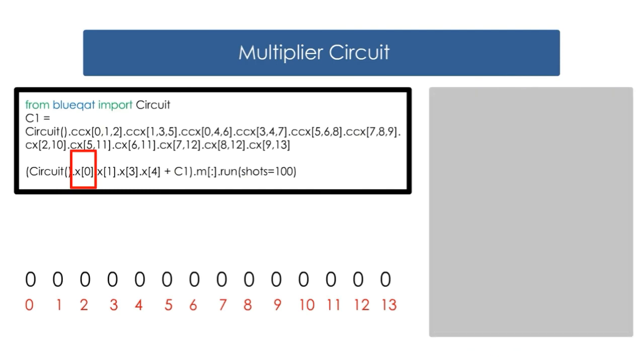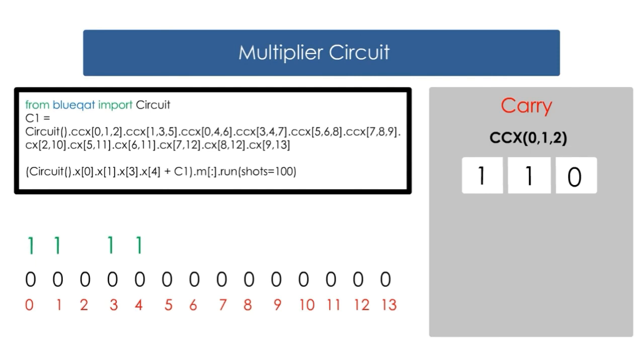The first X gate will flip the first qubit to 1, the second X gate will flip the second qubit to 1, the third X gate will flip the fourth qubit to 1, and the fourth X gate will flip the fifth qubit to 1. Let us look at the carry circuit. We take qubits at 0, 1 and 2. Since the two control gates are 1, the target gate will flip to 1.